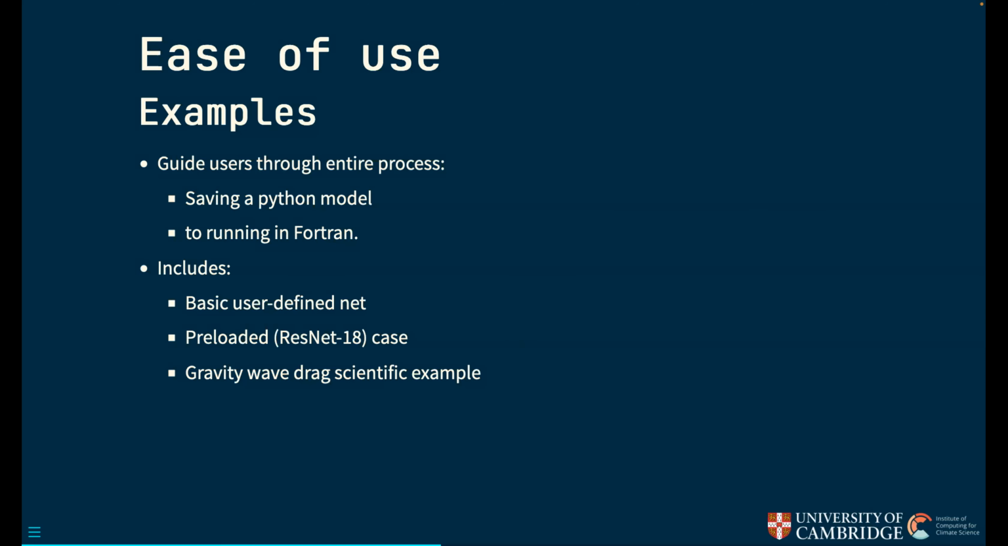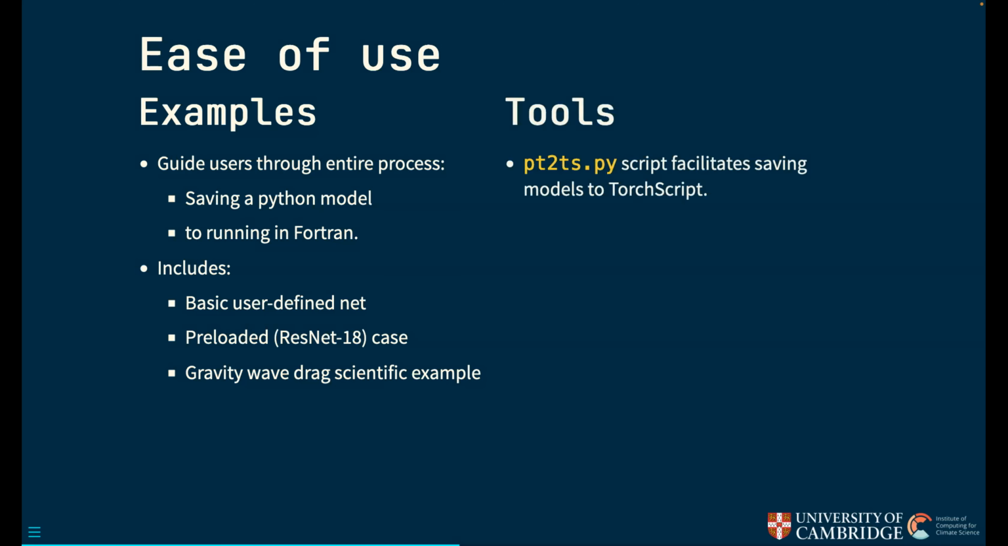So provided in the Git repo, which I think is linked at the end, as well as the source code for all of this, we've also got some examples which guide users through the entire process of how to save a Python model into TorchScript and then how to link it and run it in Fortran. At the moment, these are very simple examples with a net that multiplies a vector by 2. We also have an example using ResNet 18. And finally, a more scientific-based gravity wave drag example.